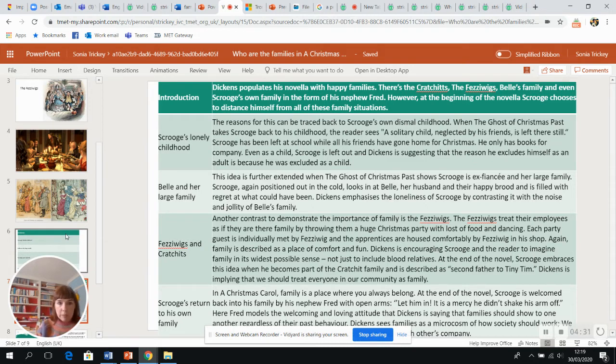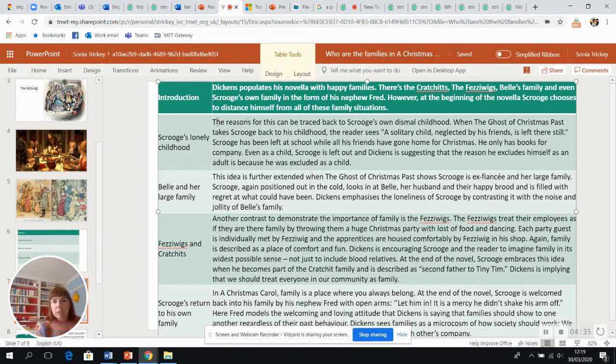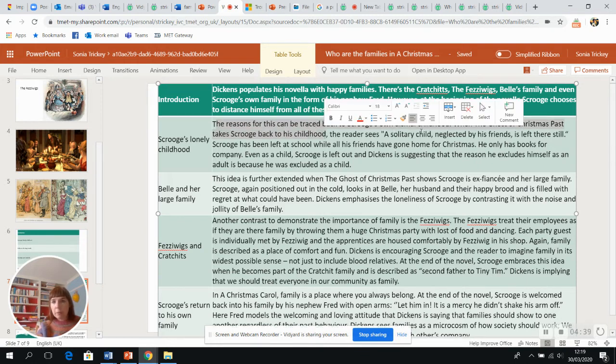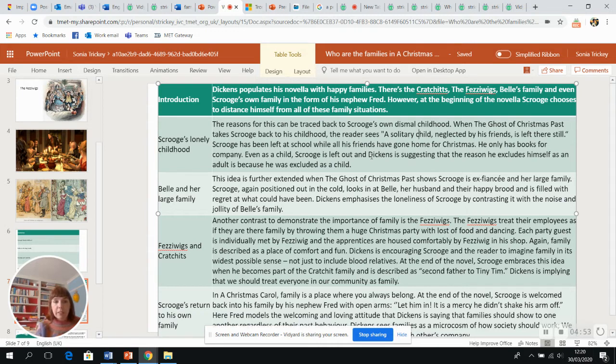I've made the point that he's lonely as a child, that he's isolated from his own family. I've given my quotation or my textual example. I've contextualized it. I've shown that I know which part of the novel it comes from. I've given an extra detail there saying that he only has books for company. And I've explained that what Dickens is showing us is that Scrooge has been isolated and left out all of his life. And maybe this is the reason that he chooses to be lonely as an adult.